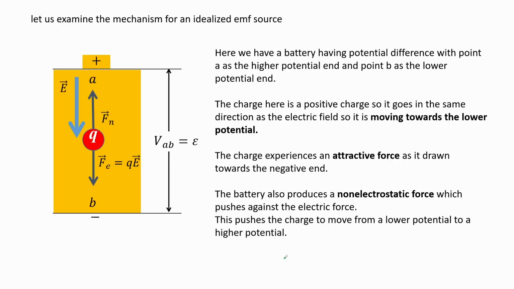Here we have a battery having a potential difference, with point A as the higher potential end and point B as the lower potential end. The charge here is a positive charge, so it goes in the same direction as the electric field, so it is moving towards the lower potential. The charge experiences an attractive force as it is drawn towards the negative end.